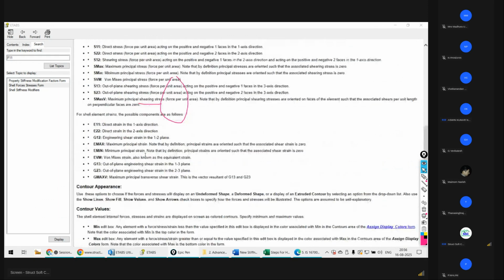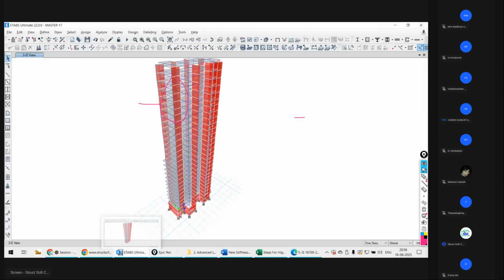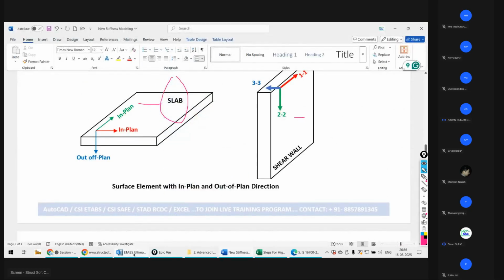See, M11 is the direct moment per unit length acting at the mid surface of the element on a positive and negative face, about the axis, the direct moment per unit length. Okay, I'll try to demonstrate it with the figure. Okay, sir, I'll draw it. But I think you got the concept for these definitions, right or wrong? Now it has become a little clear, this property modifier.